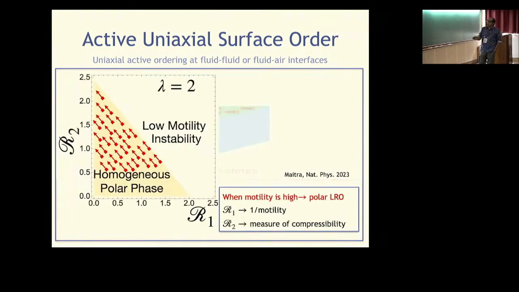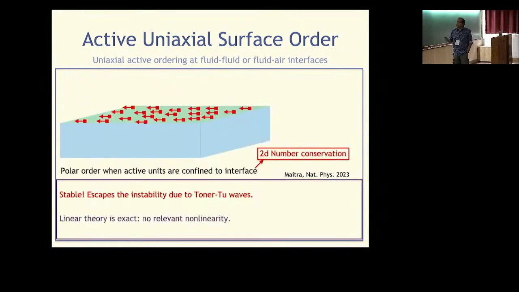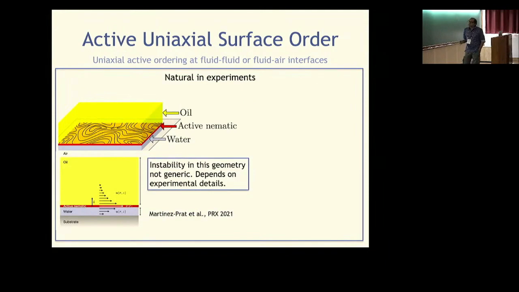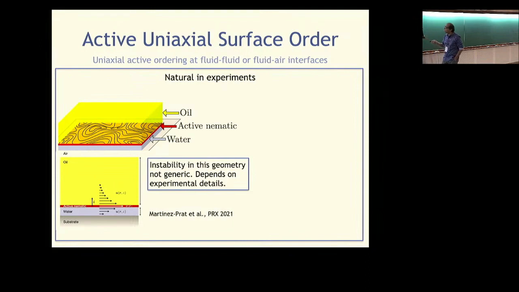And here you can see again, there is a reasonable range of parameters for which you have a homogeneous polar phase. And again, here the linear theory is exact. There is no relevant nonlinearity. This is all you get. So many experimental systems for examining pattern formation in active fluids actually are interfacial systems. And what this shows you is that there is really no fundamental reason for an ordered state to be unstable in these geometries. So it really depends on experimental details.